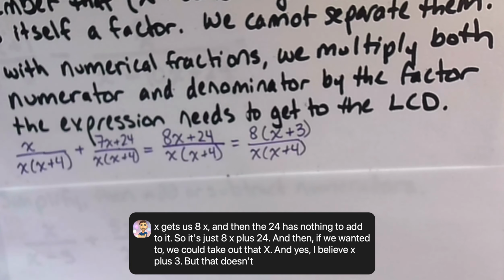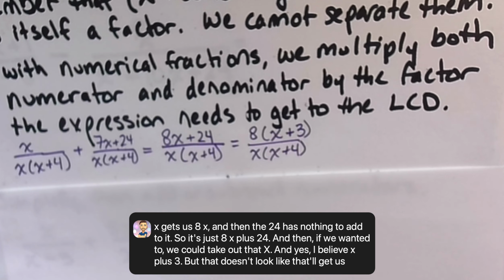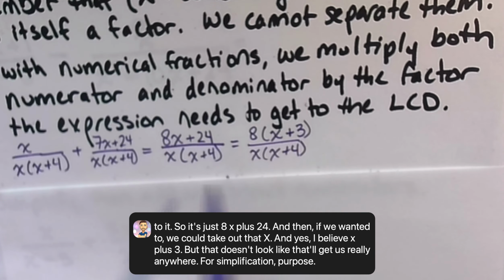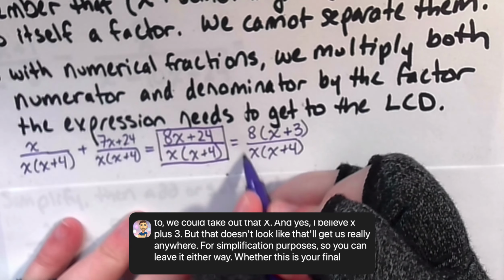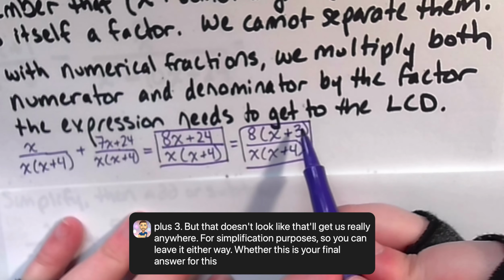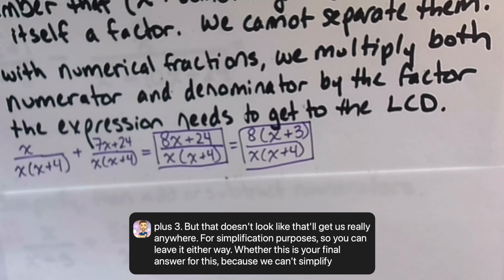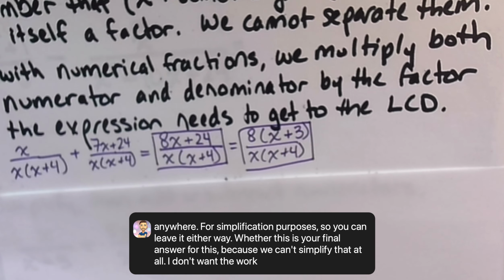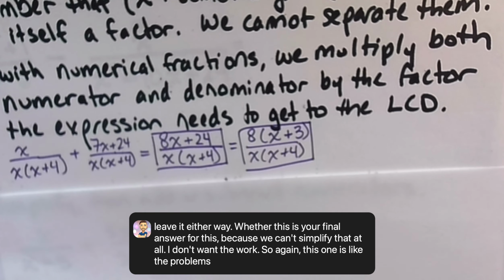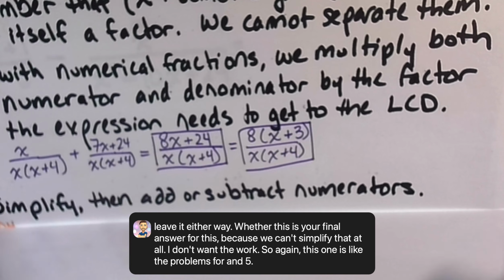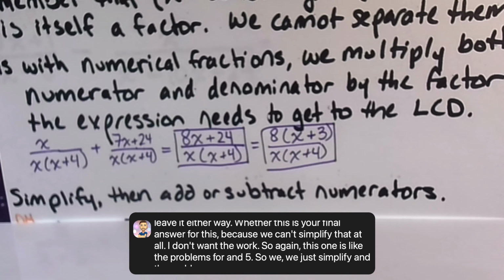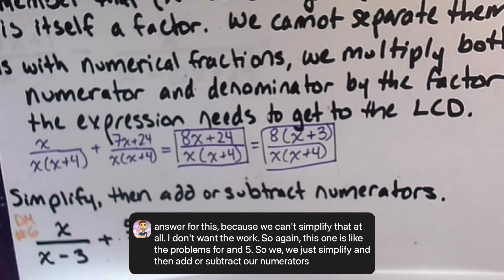But that doesn't look like that'll get us really anywhere for simplification purposes, so you can leave it either way, whether this is your final answer or this, because we can't simplify that at all. Either one will work. So again, this one is like the problems 4 and 5. So yeah, we just simplify and then add or subtract our numerators as applicable.